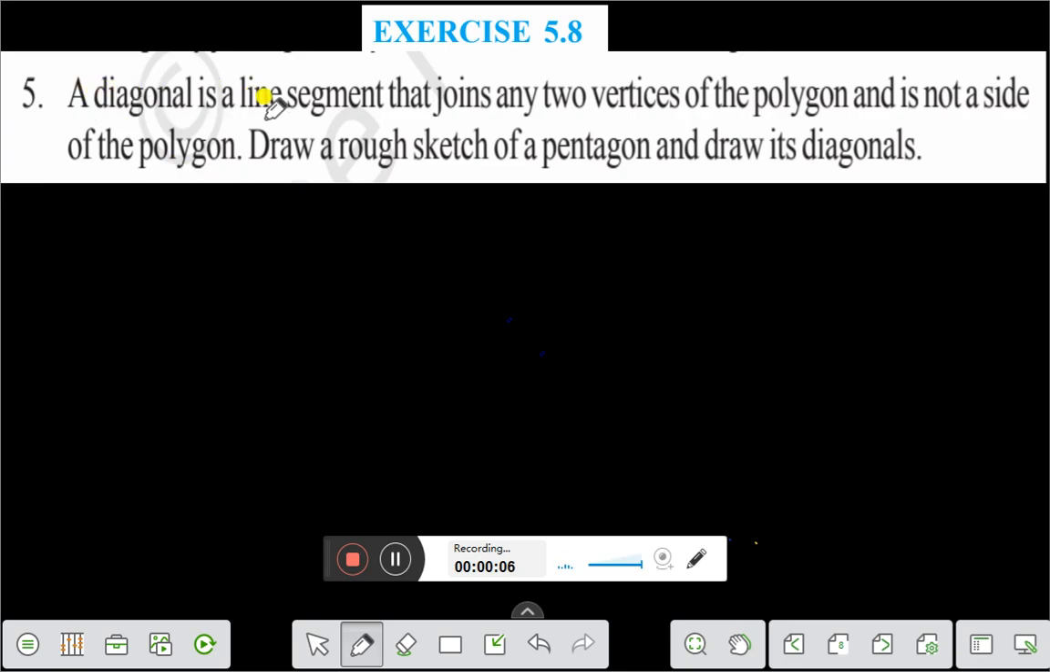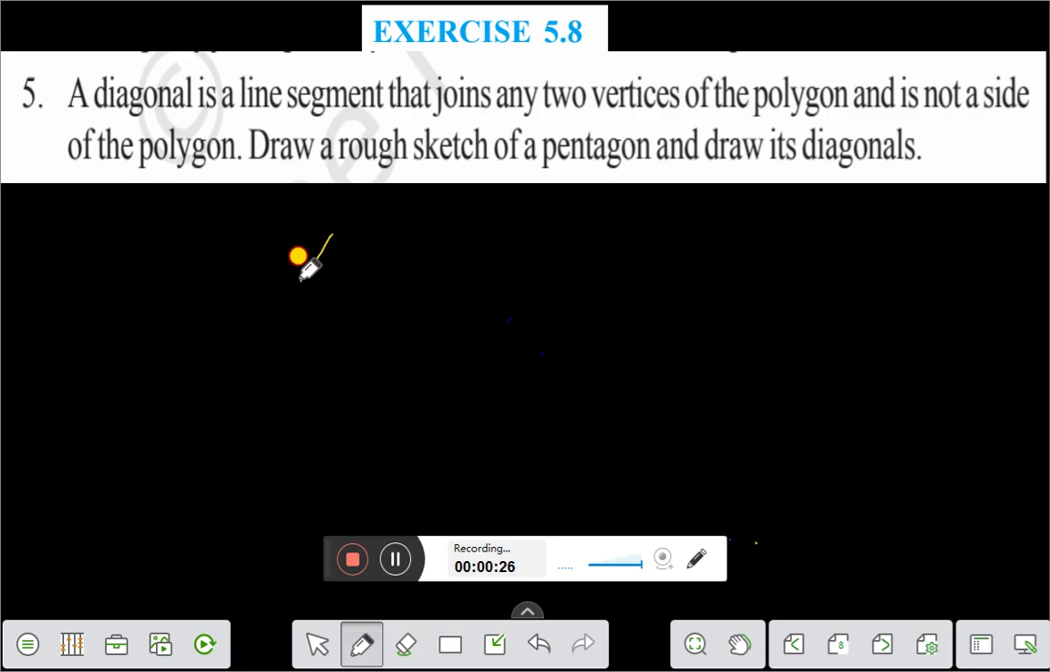A diagonal is a line segment that joins any two vertices of the polygon and is not a side of the polygon. Draw a rough sketch of a pentagon and draw its diagonals. Let us draw a pentagon. Pentagon means 5 sides, right? So we are drawing a pentagon with 5 sides like this.